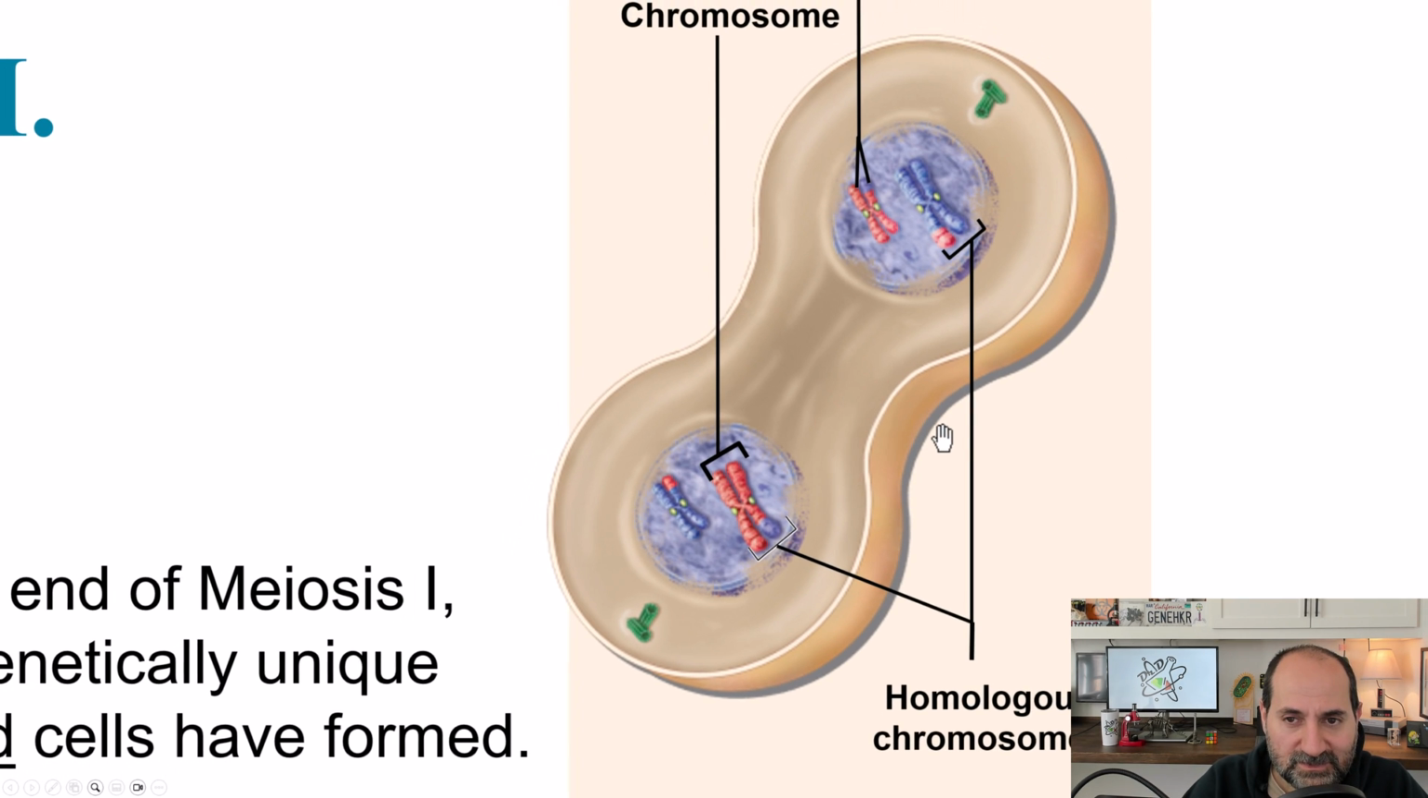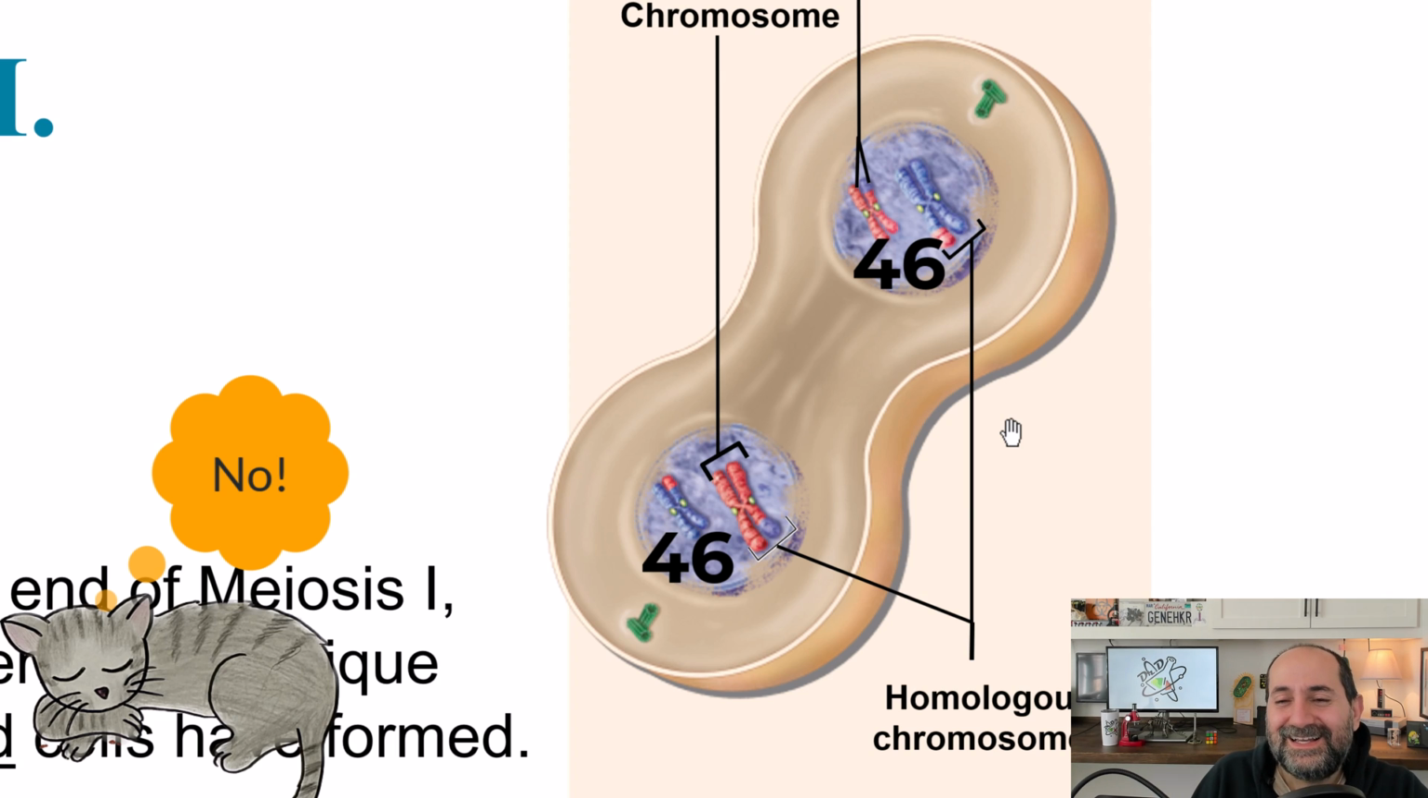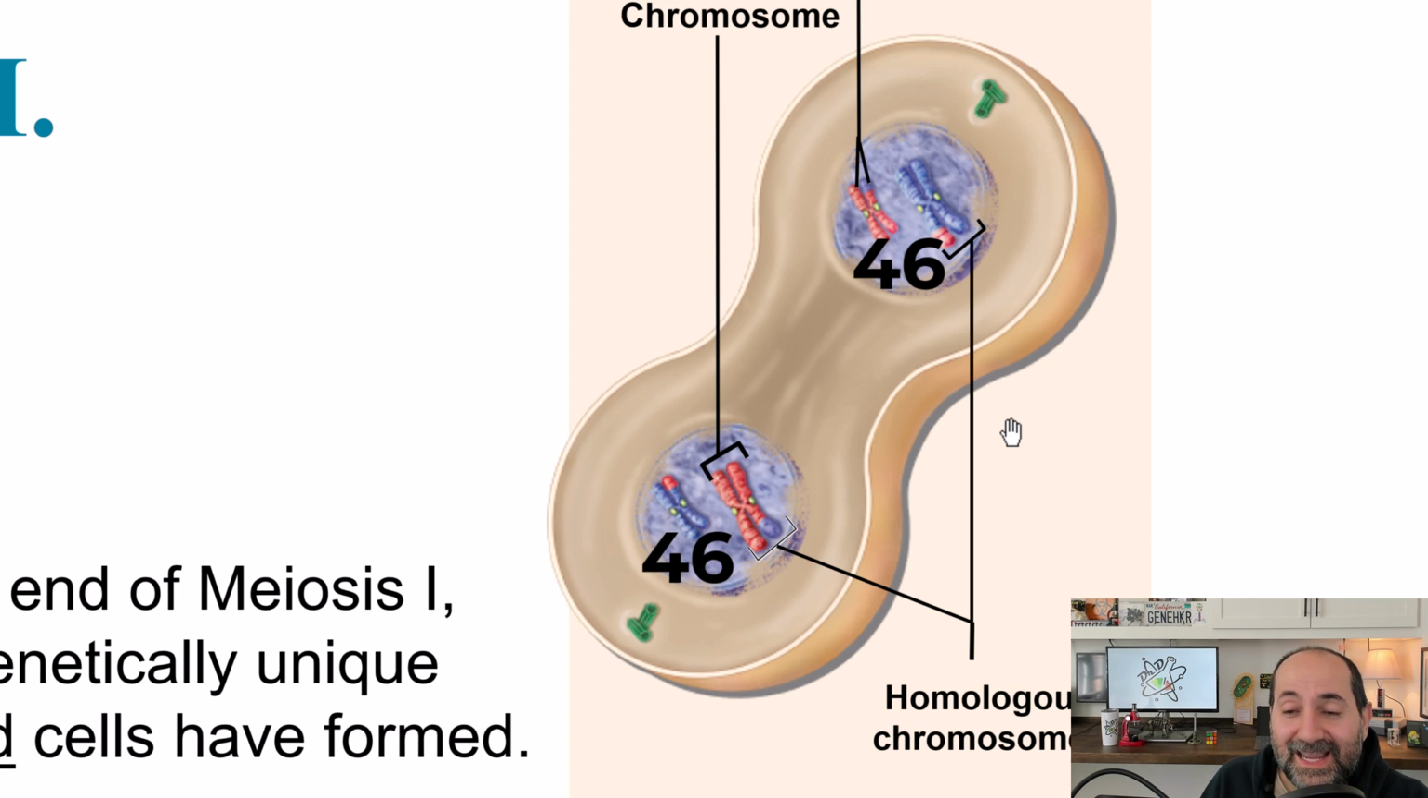And this is something else that really confuses students. Even though each of these cells has 46 chromosomes at the end of meiosis I, so they technically have 2 sets of chromosomes, right? Would this qualify as 2 diploid cells? Let's see if you can beat Wicket. Yes, right. This does not qualify as 2 genetically identical cells, and it does not qualify as 2 diploid cells.